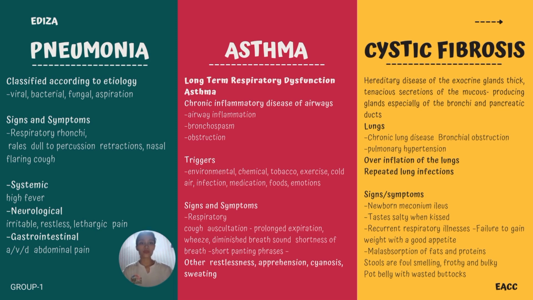First po is pneumonia. Pneumonia is classified by etiology: viral, bacterial, fungal, and aspiration. Yung signs and symptoms niya po is respiratory rhonchi, tapos rales, retractions, nasal flaring, cough. Tapos po, yung systemic niya po is yung mataas yung lagnat, tapos po irritable, tapos restless and lethargic. Tapos po, yung gastrointestinal abdomen niya po is masakit po.